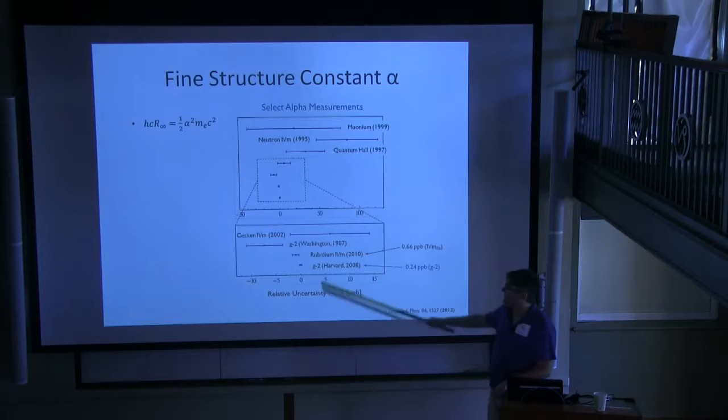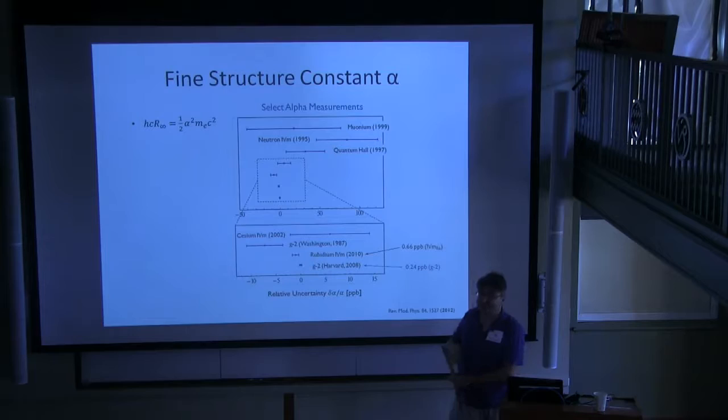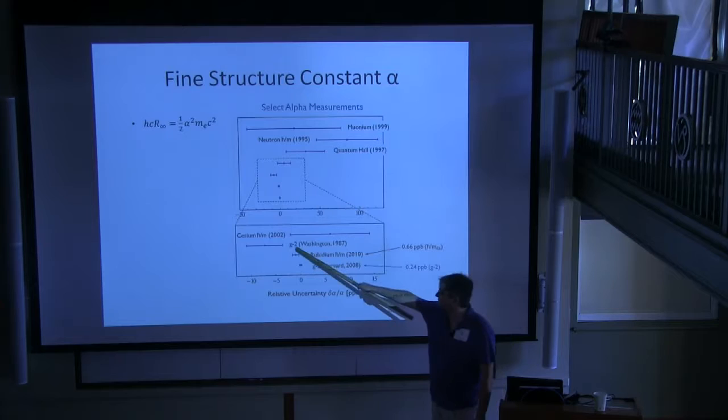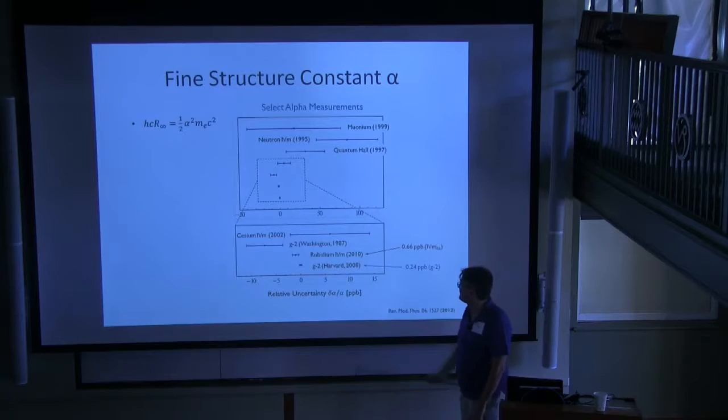gyromagnetic anomaly. So the electron is a little magnet. The magnet is about two times as strong as you expect in classical physics. That's the so-called g factor. It's 2 in the Dirac theory, but it's slightly larger than 2 according to quantum electrodynamics. And the difference between the g factor and 2 has been measured in Washington and now in Harvard to a precision, accuracy actually, of 0.24 parts per billion.